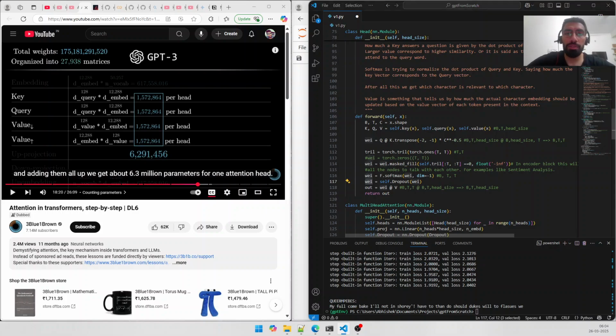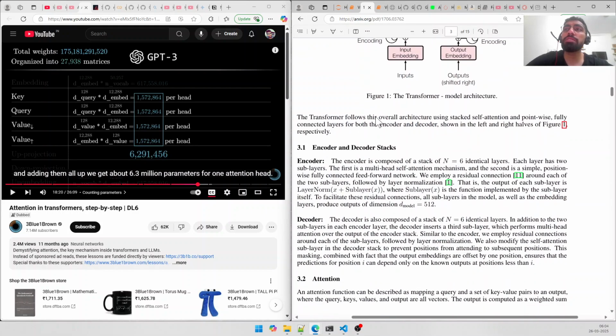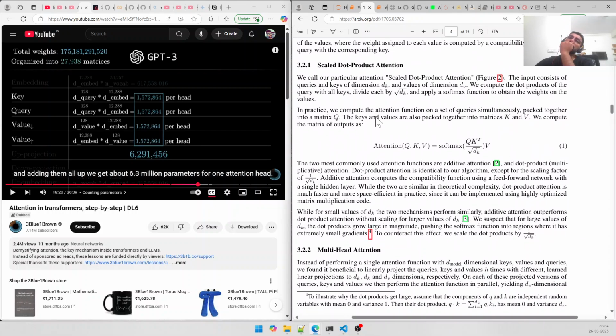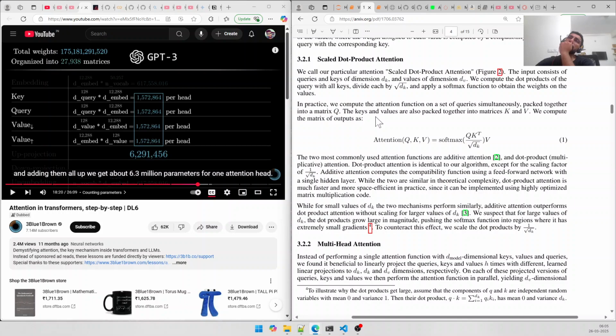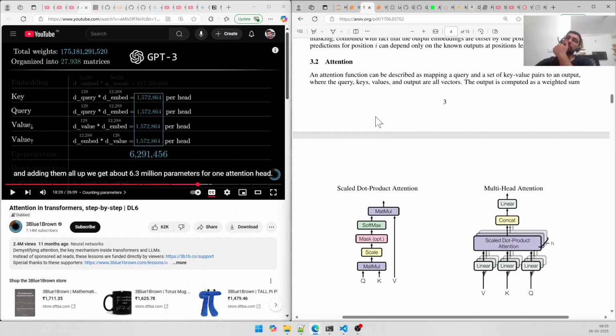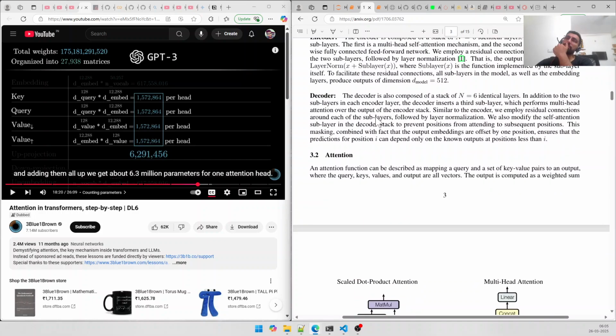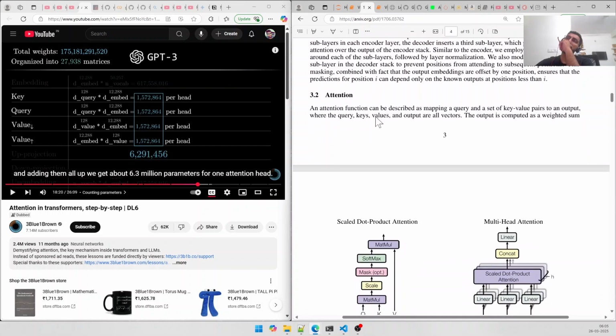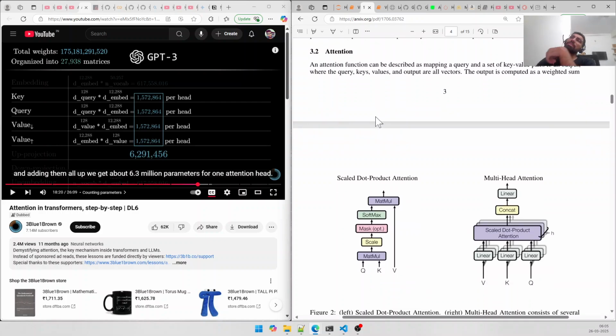In the paper they have told something. Key value pair.